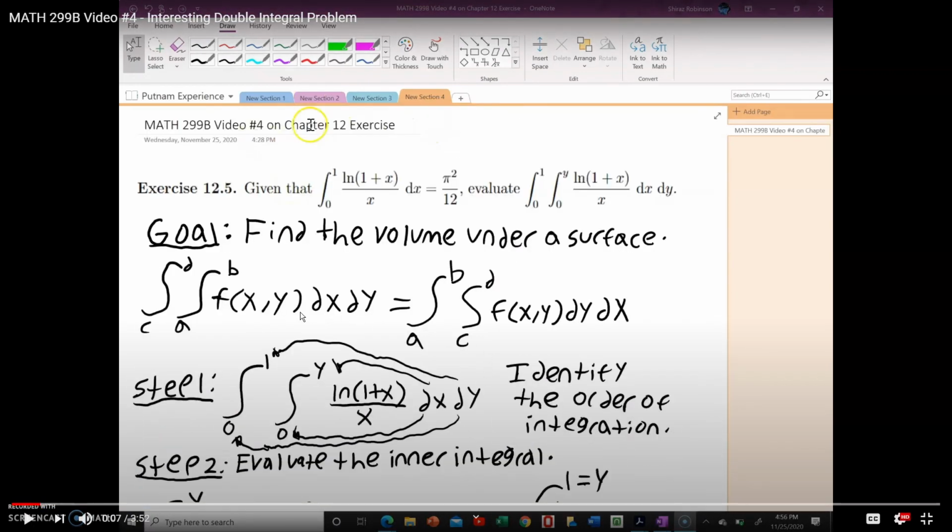By the way, if you change the order of integration properly right here, you'll be able to use this fact to solve the problem correctly, and you'll get an answer that is lower than pi squared over 12.